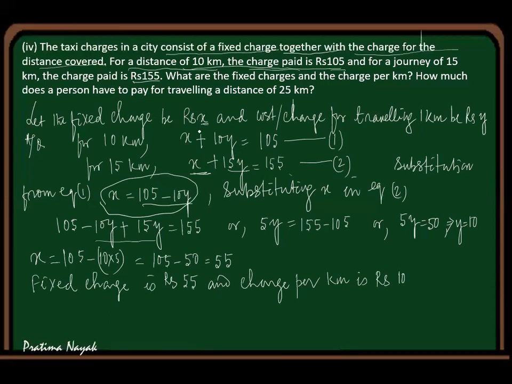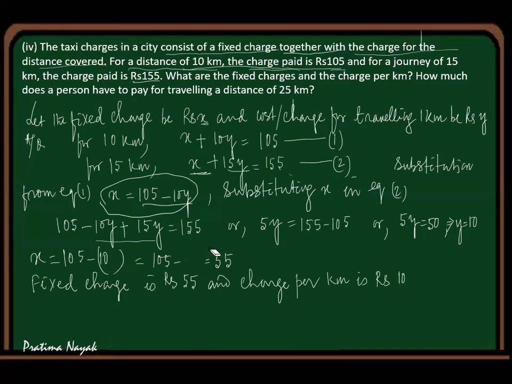Let us check once. 50 for 15 kilometers, it will be 150 plus 55. Some mistake is somewhere. 5y is equal to 50, y is equal to 10 for 10 kilometers. 10 kilometers is 100. So 10 into this will be 10. I made a mistake here. So it will be 100. Let me check, correct the mistake.